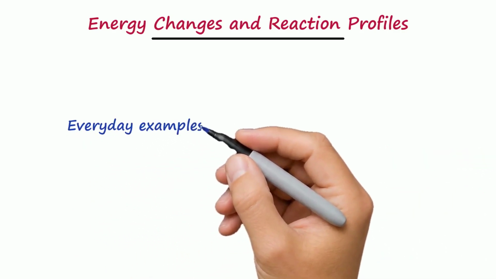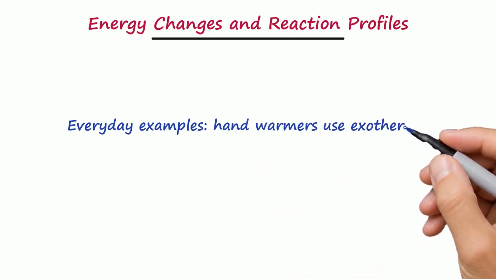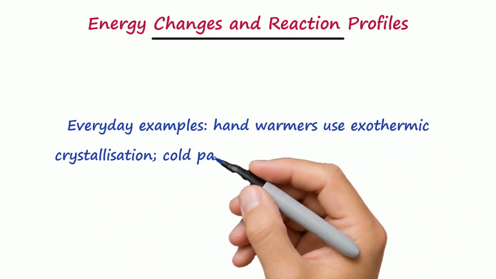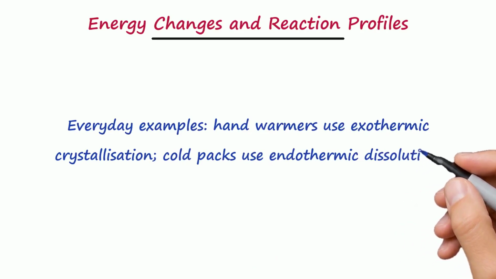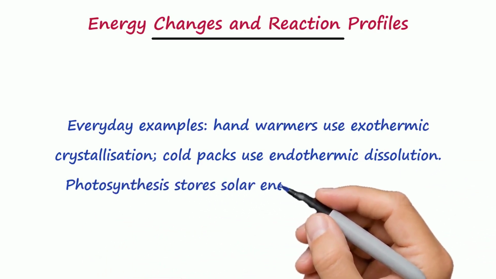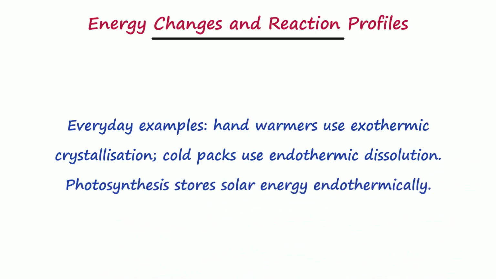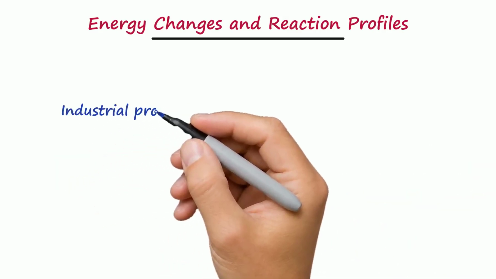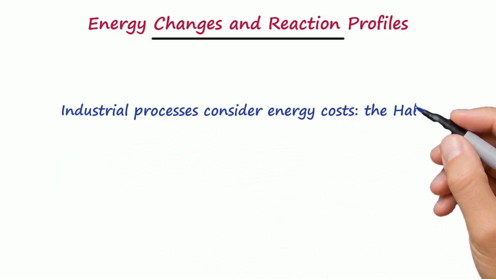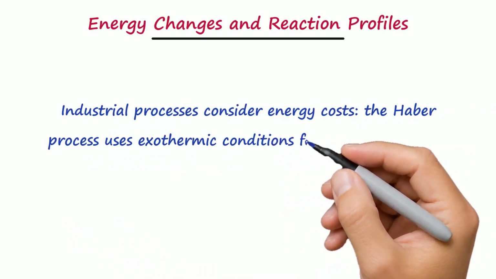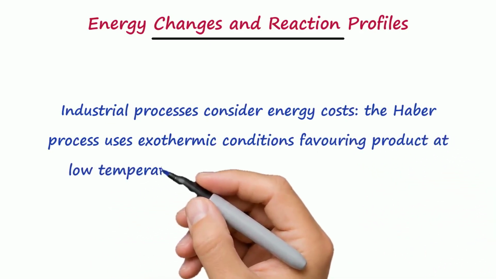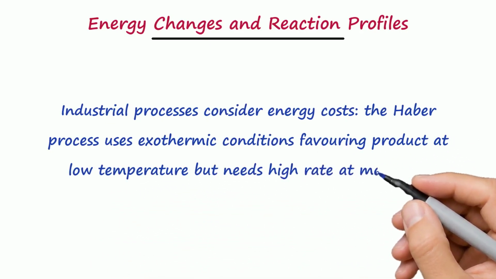Everyday examples: hand warmers use exothermic crystallization, cold packs use endothermic dissolution. Photosynthesis stores solar energy endothermically. Industrial processes consider energy costs. The Haber process uses exothermic conditions favoring product at low temperature but needs high rate at moderate temperature.